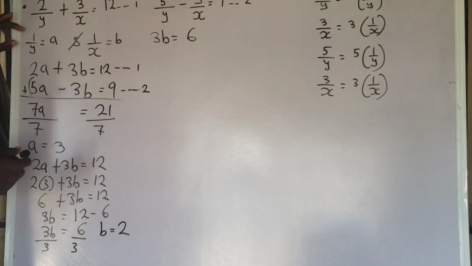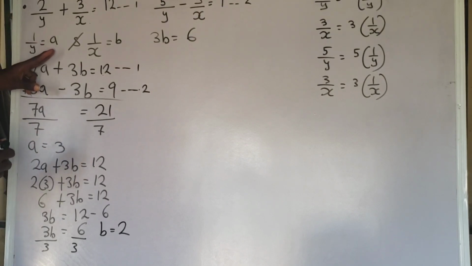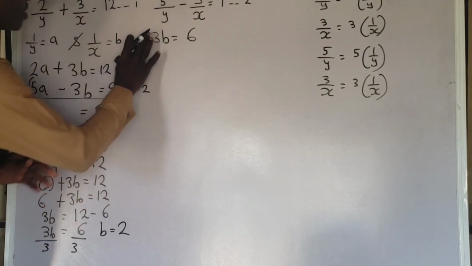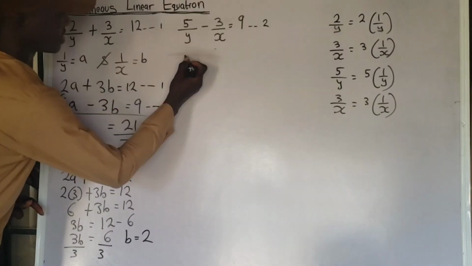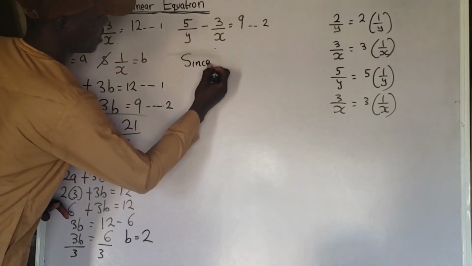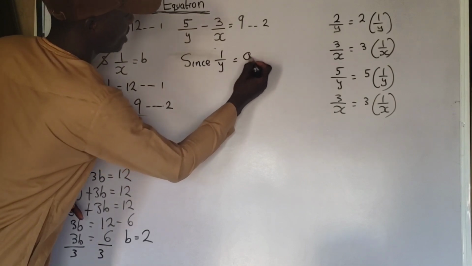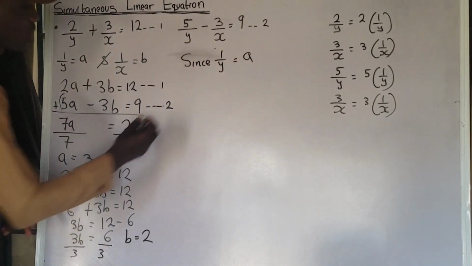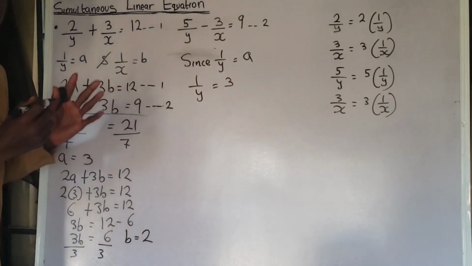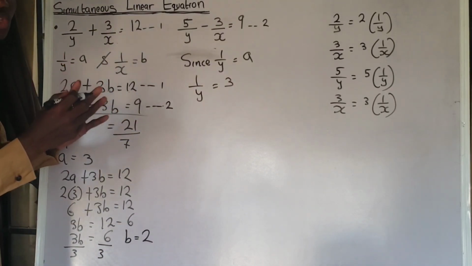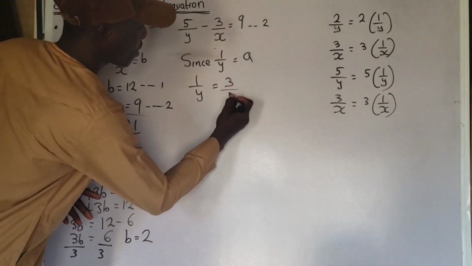You know that we have said, let 1 over y is equals to a. So, please pay attention. Let me erase this, okay? Let 1 over y is equals to a. Since 1 over y is equals to a, and a is what? 3. So I'm going to have 1 over y is equals to 3. You know, 3 can be written as what? 3 over 1. Do you understand? So I'm going to have this over 1.